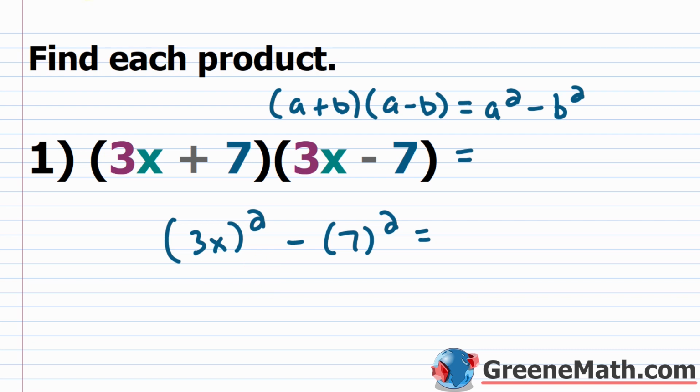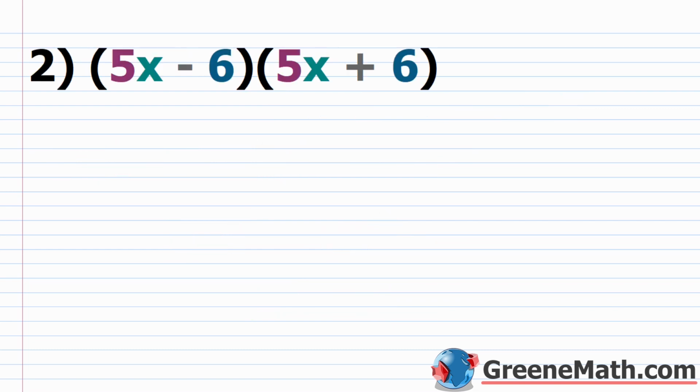So we're going to say that this is 3 squared, which is 9, times x squared, so 9x squared there. And then minus your 7 being squared is just 49. So this would be 9x squared minus 49. Again, if you wanted to check this with FOIL, you can pause the video and you'll see you get the same answer. Okay, let's look at problem number 2.